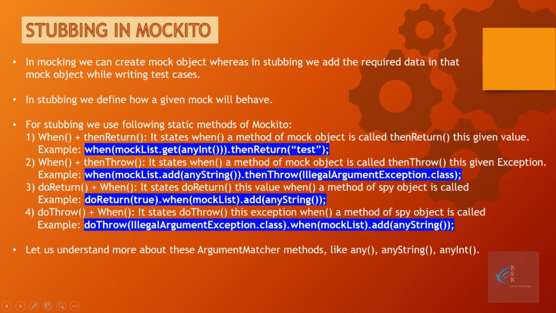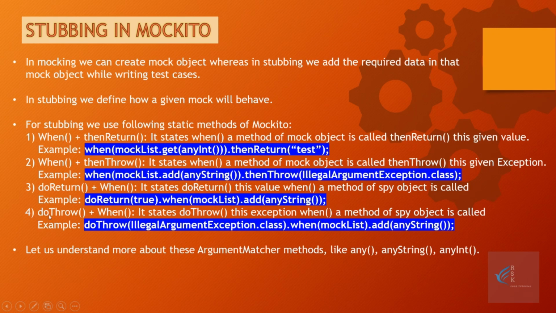We have another formula, doReturn plus when. This formula states to return this value whenever a method of a spy object is called. doReturn is used mostly for spy objects, but it is also used for void methods. We will learn more in depth about this. For example, doReturn true whenever the mockList add method is called with any string. So its structure is like this.